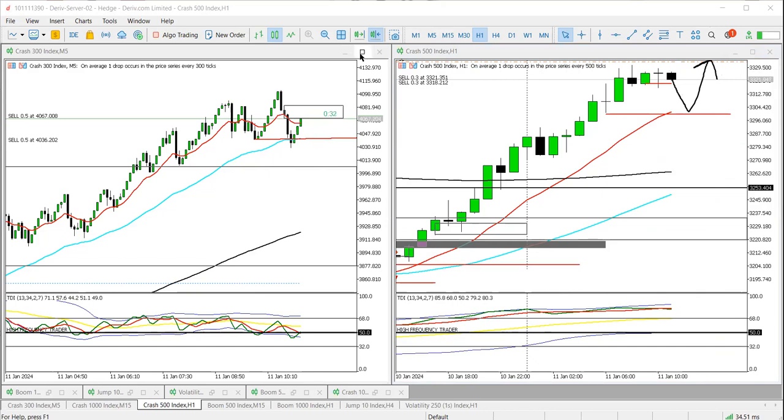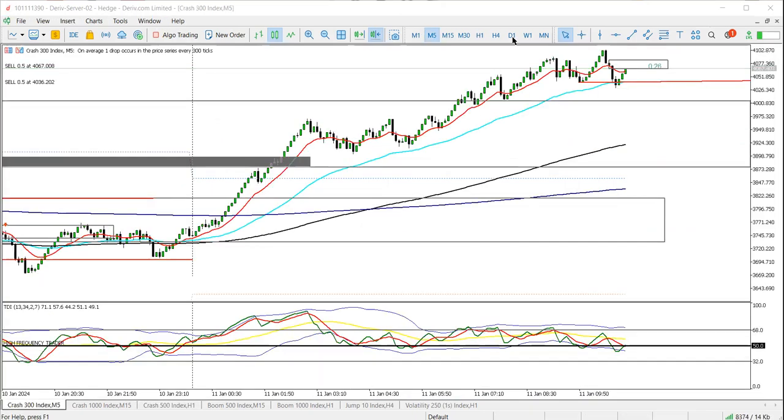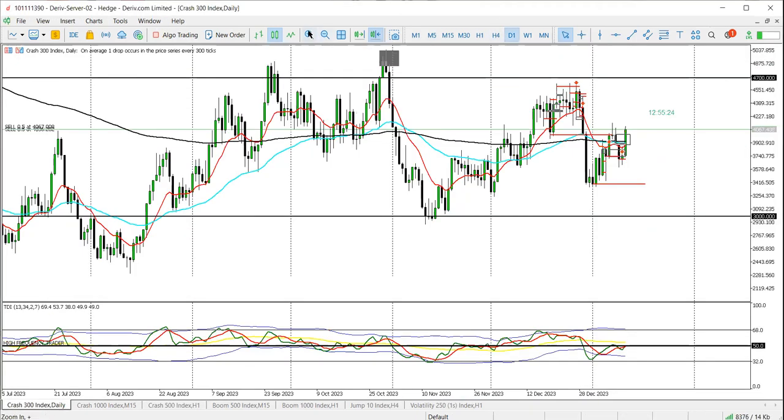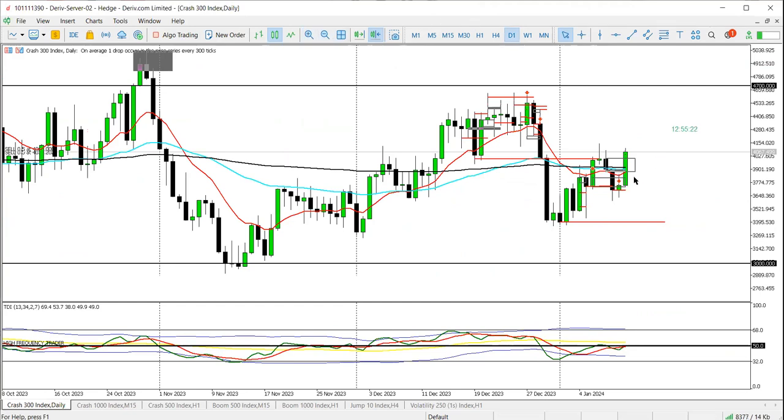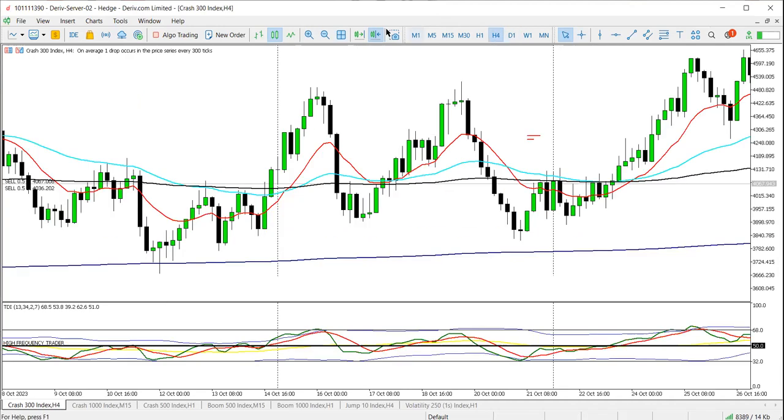So going into multi-time frame analysis, we're going to start with C300. Starting with the daily, we are bullish. So also on this one, we're trading a retracement. And just something to note, if you're trading a retracement, depending on the momentum which the market has, sometimes those retracements don't really play out. So that's one other thing you should know.